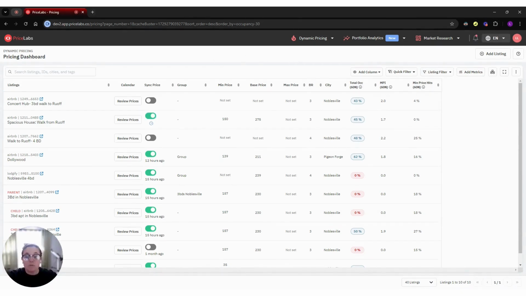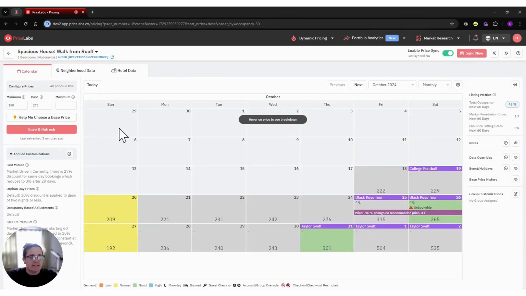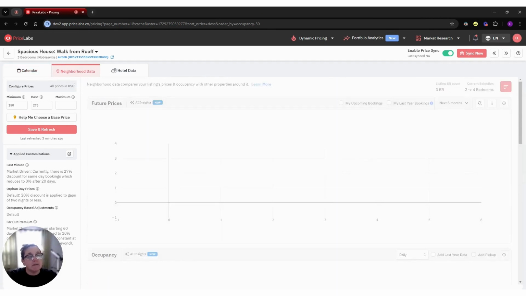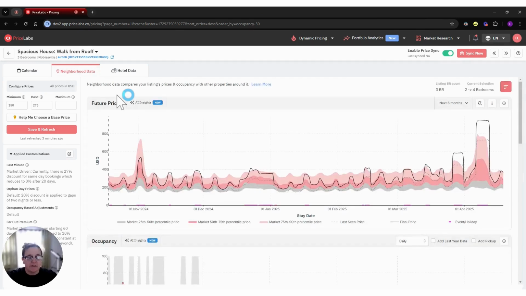Next up, we'll be talking about the neighborhood data tab. This can be found by going into any one of your listings, selecting review prices, and getting to the neighborhood data tab here. There's a ton of really useful information under the neighborhood data tab. It's one of my personal favorites, and it's also the spot I usually go to when I'm trying to figure out if there's something wonky or incorrect or just off in general about a listing and its prices.